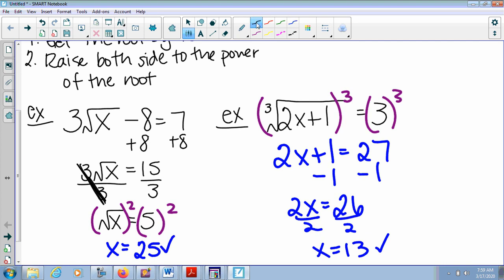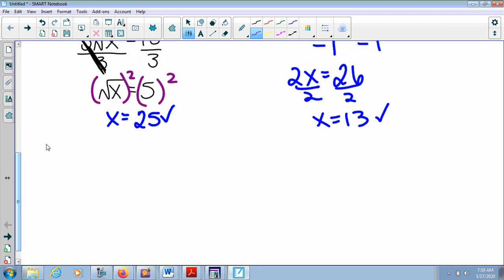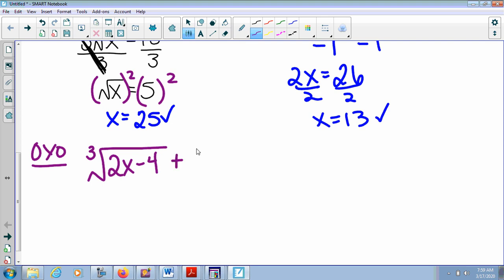Okay, here's one I want you to try on your own. Where can I put this one? Let's see. Oh, I'll do this right here. Let's go with, on your own, I want you to do the cubed root of 2x minus 4 plus 8 is equal to 6. So go ahead and try that. I'll give you about a minute or two.